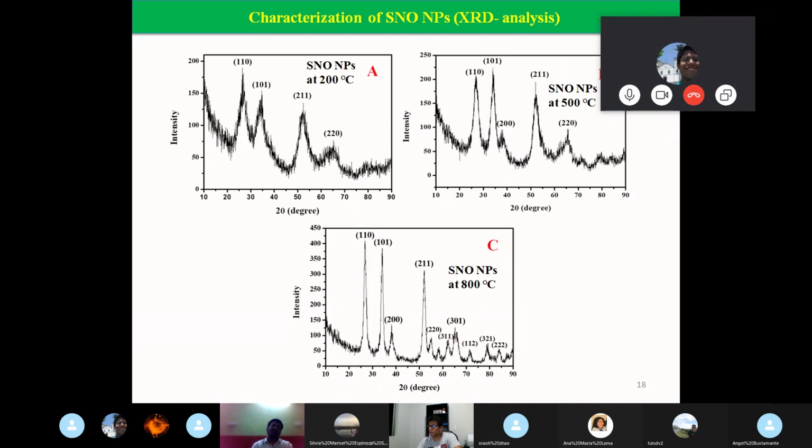This is the characterization by XRD analysis. It shows the crystalline nature increasing from 200 to 800 degrees, and we can see the peaks are very sharp. It also gives the information of the beta value. We can see the peaks: the higher the beta value, the smaller the size of the nanomaterial.